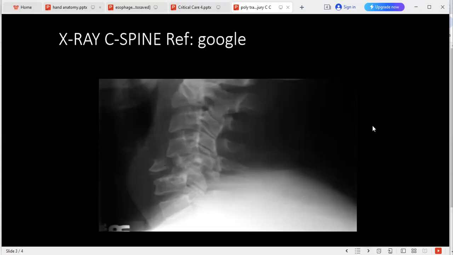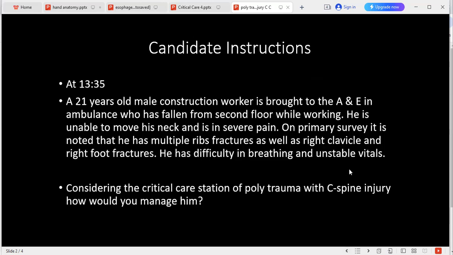Can you read the image? What kind of image is it? This is a cervical spine X-ray showing the structure of the cervical spine of the body, and there is a compression of the spinal cord. Good. How would you manage the patient now?